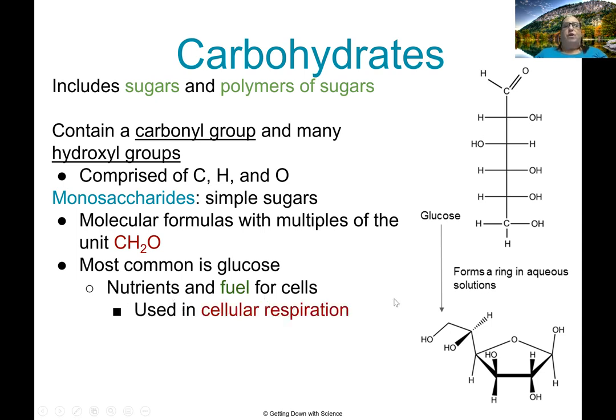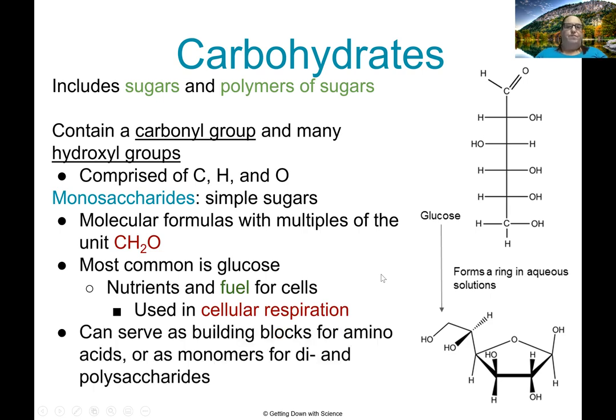So we use glucose in cellular respiration. We break it down and we turn it into the energy that the actual cells and body will use. Carbohydrates can serve as building blocks for amino acids or as monomers for di and polysaccharides. So remember, monosaccharides are the monomer, and so they're going to be monomers for disaccharides, polysaccharides, and we also can use that base monosaccharide as a building block to convert it into an amino acid, which then we'll use to build proteins. And so we'll talk about those when we get to the proteins.